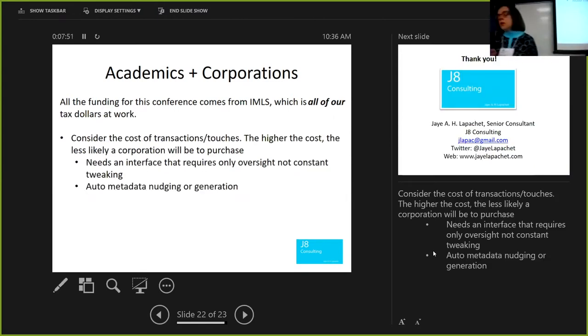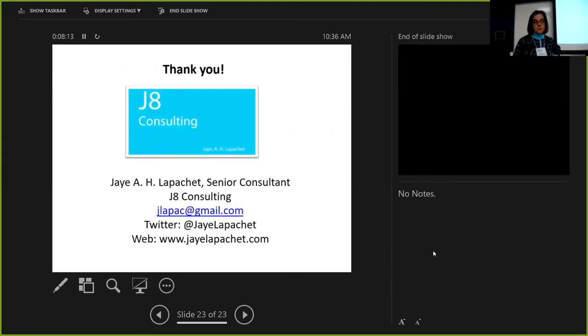And we consider the cost of transactions or touches. So we might not buy a system because it requires too many touches. There has to be more automation. A lot of times companies will hire a consultant because they don't have time to set it up or train people or do anything with it. And auto metadata nudging or generation is really good as well. So that's it. Any questions, please contact me.